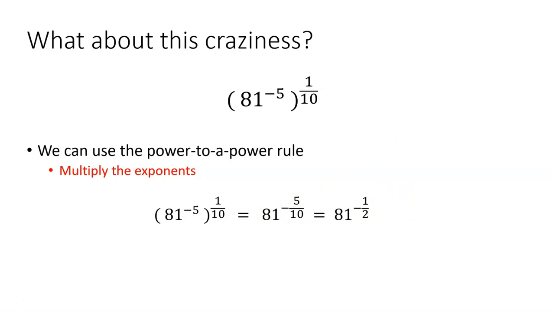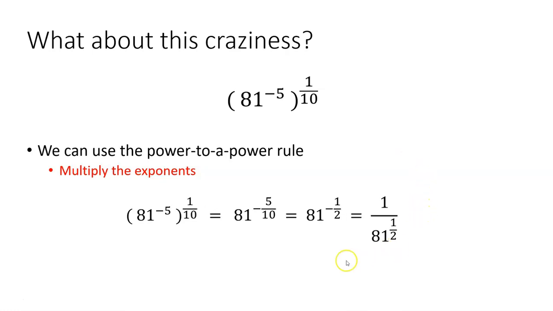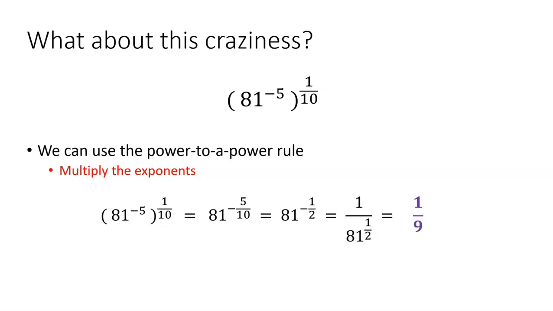And we remember, a negative exponent pushes us across the fraction bar. So that's really 1 over 81 to the +1/2 power. And 81 to the 1/2 power, that's the square root of 81, that's 9, and it stays downstairs in the denominator, so that all simplifies to 1/9.